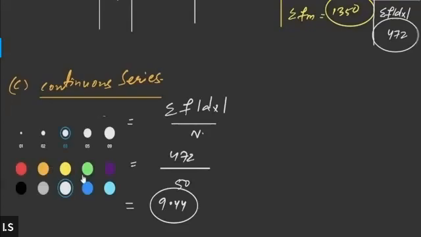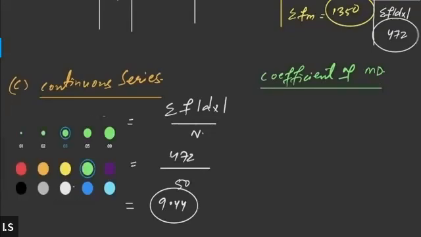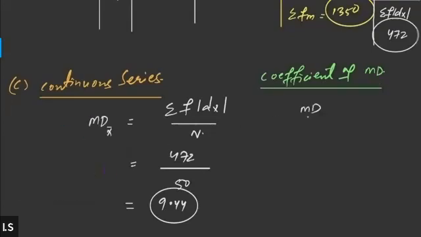And to find out the coefficient of mean deviation, the formula will be mean deviation from mean. So mean deviation divided by mean equals 9.44 divided by mean, which was 27. That gives 0.3496.